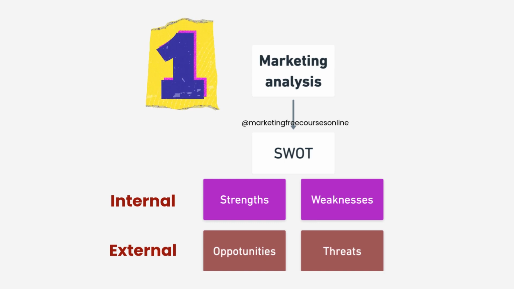The SWOT table helps companies plan by looking at what's inside, meaning strengths and weaknesses, and outside, meaning opportunities and threats. For example, Apple might use its strong brand, a strength, to launch a new product, an opportunity. But watch out for competitors, a threat.